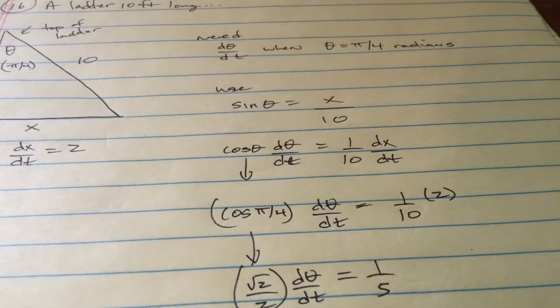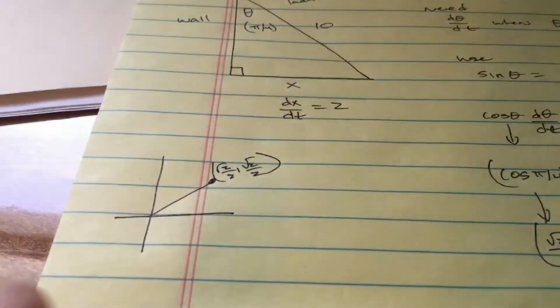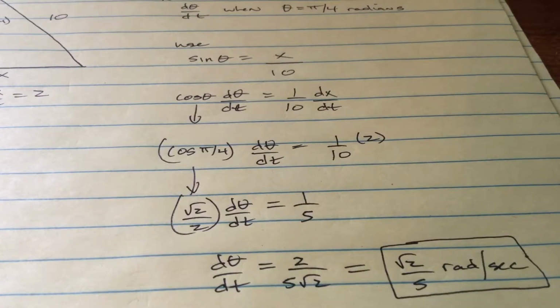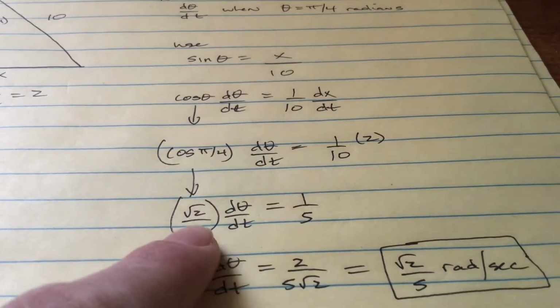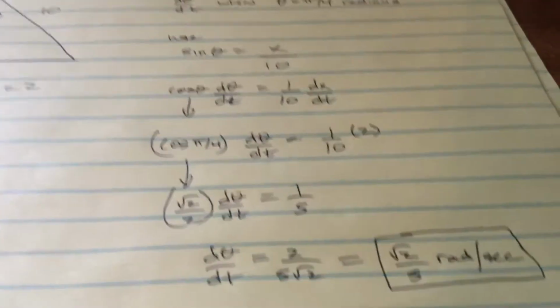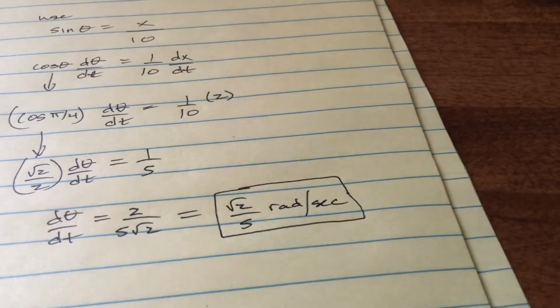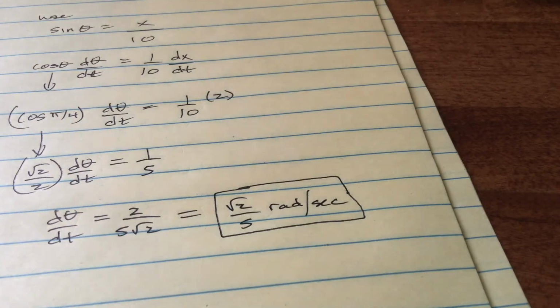Now, we're using cosine of pi/4, which is root 2 over 2. dx/dt is 2, so we have this. We're going to multiply both sides by 2 over root 2, and just simplify it. There you go. That should give you a lot of help, because number 4 was literally a quarter of your answers, pretty much.